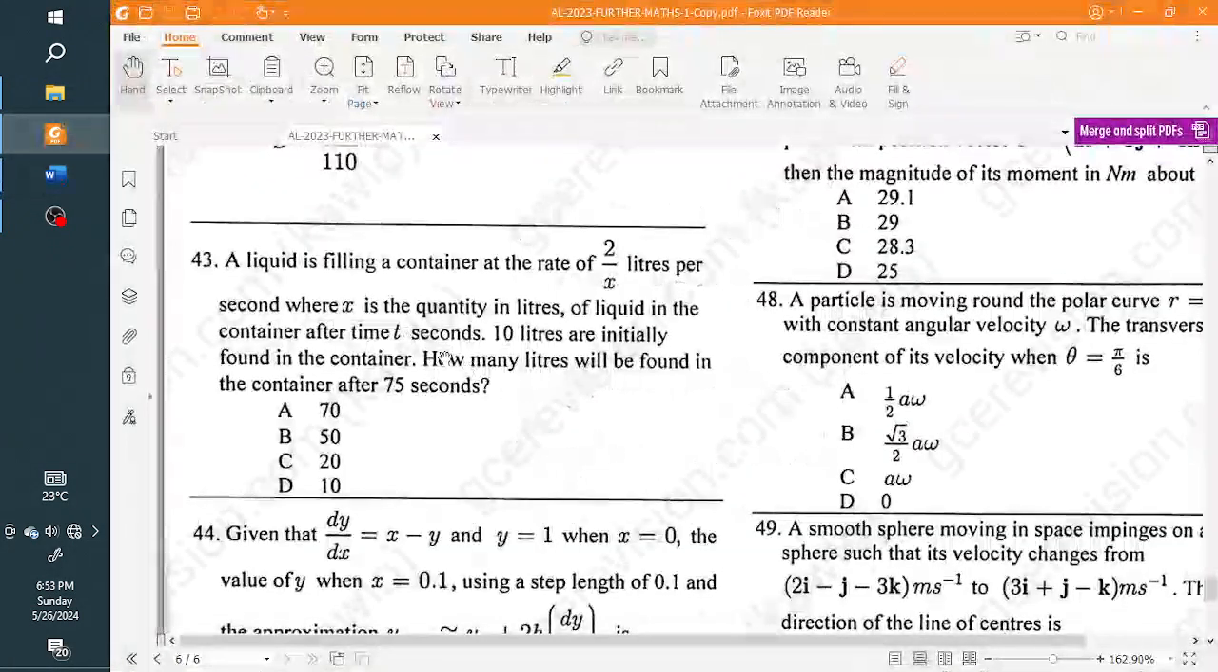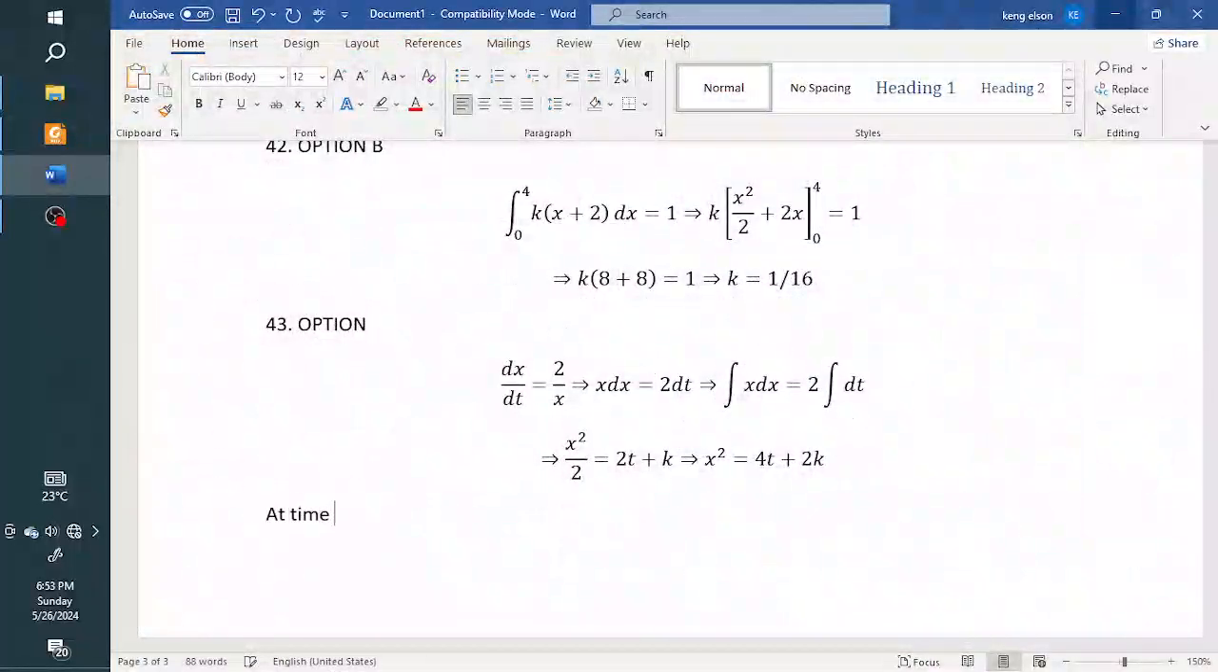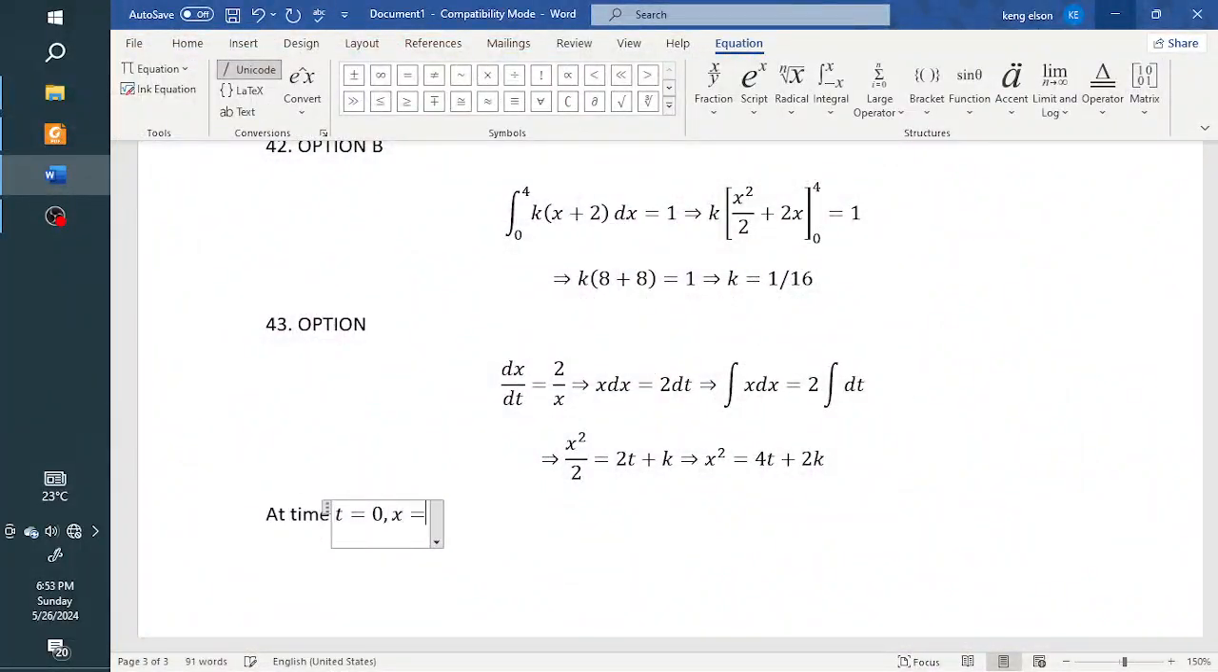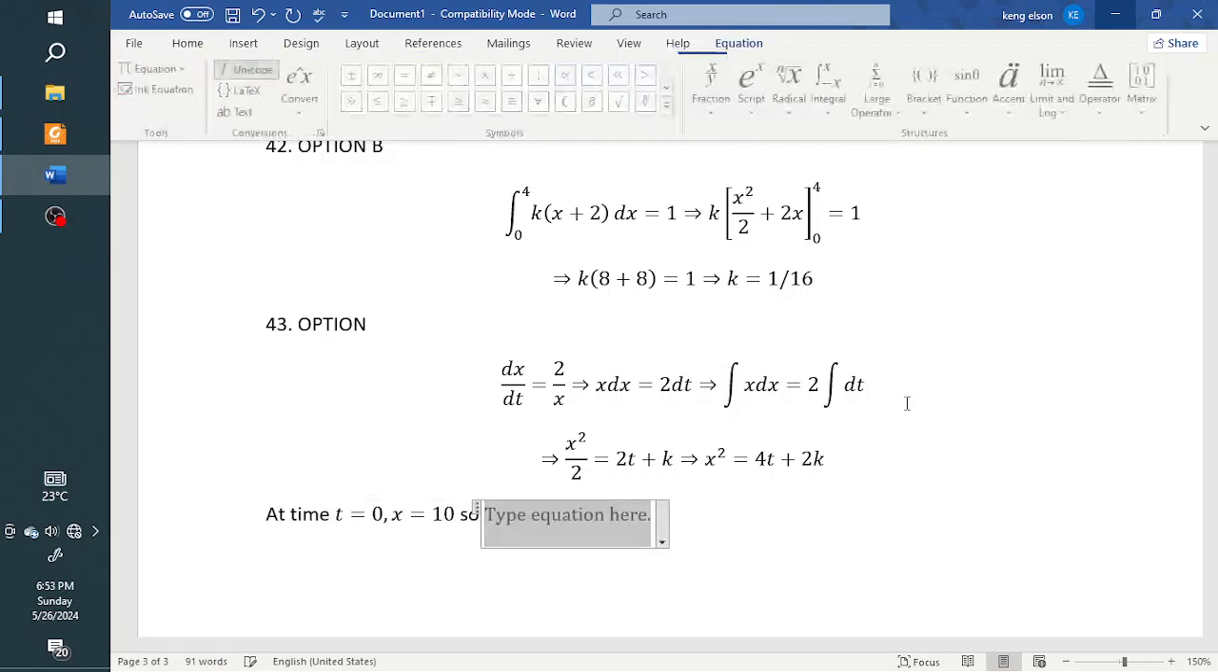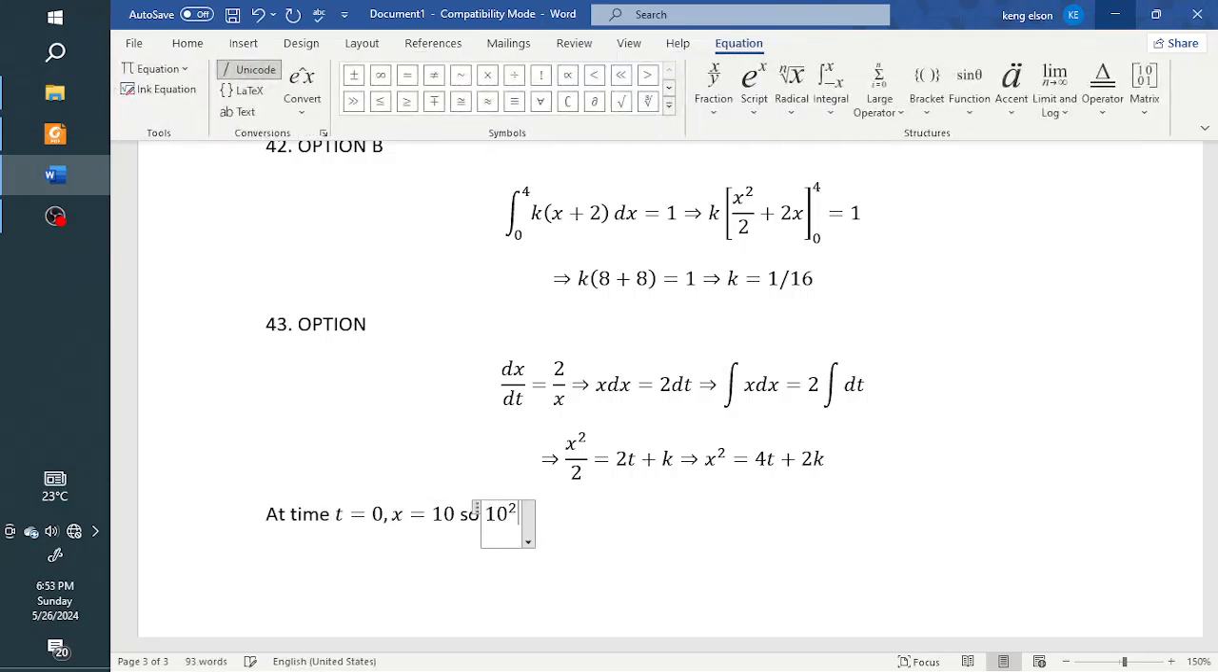To do that, we need to use the initial conditions. 10 liters are initially found in the container, which means that at time t equal to 0, x is equal to 10. So replacing x with 10, 10 squared will be equal to 4 times 0 plus 2k. Alright, what is 10 squared? 100 equals 2k, which means that k is equal to 50.